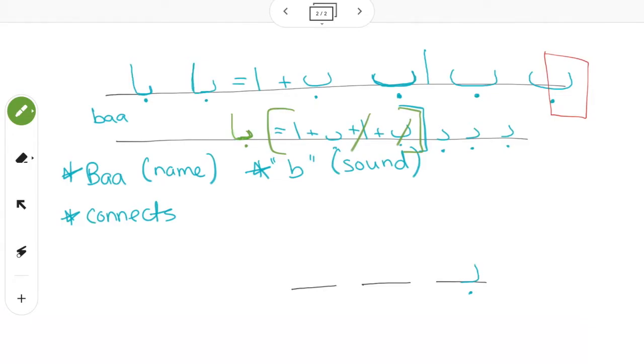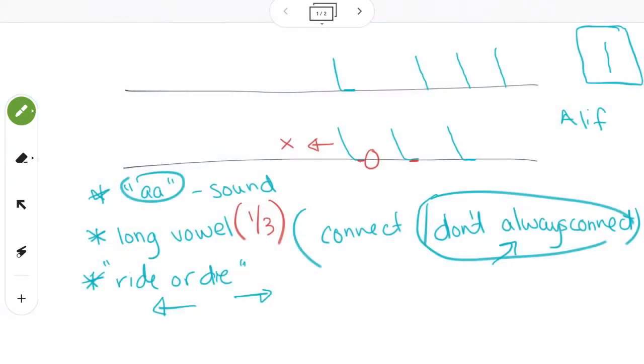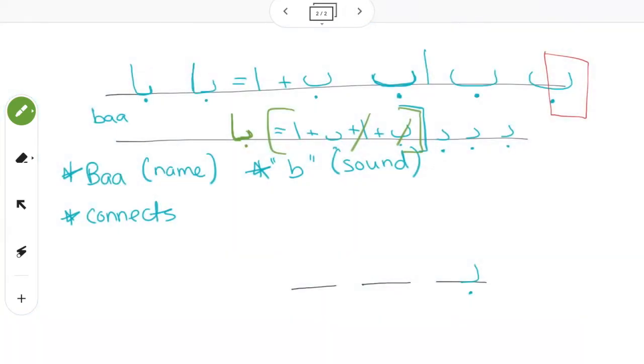Okay. Can I connect that letter ba to this alif? Why not? We said that alif is a ride or die, which means no new friends. It will not connect to what comes after it. So if you have a ride or die letter in the middle of a word, the letter after it will always be written in initial position. Because remember, initial position means either it's the first letter of the word or it's connected to something after but not before. And that's the case here.